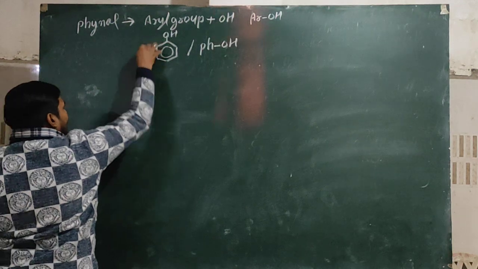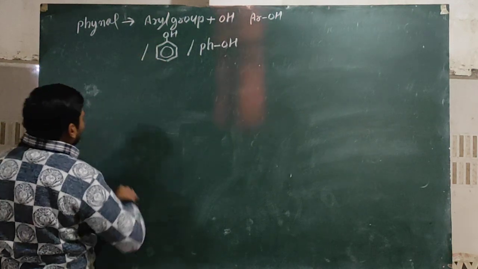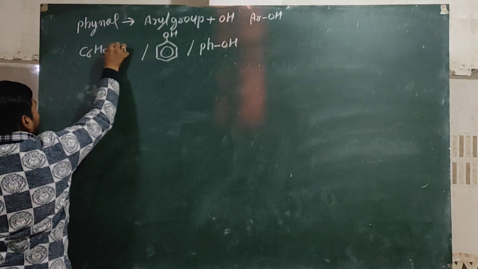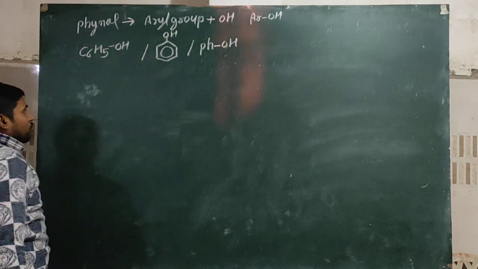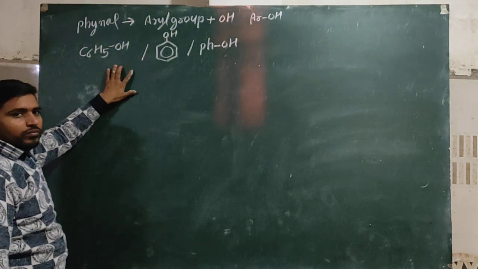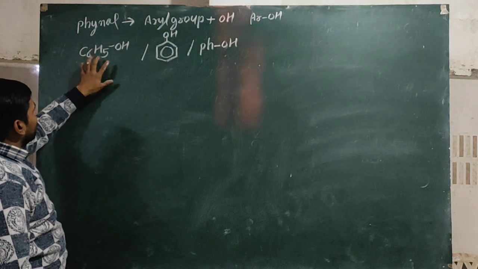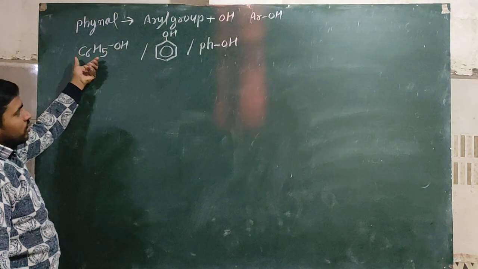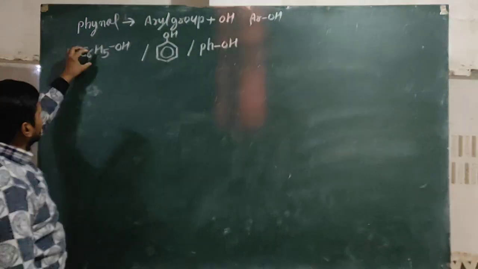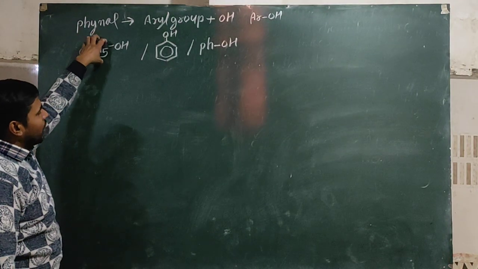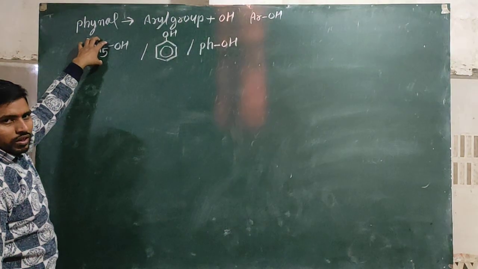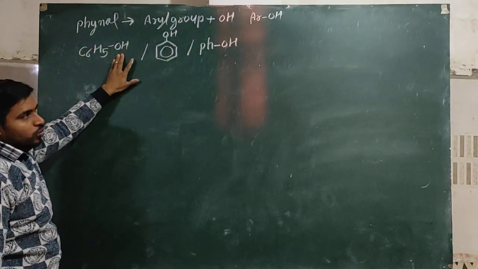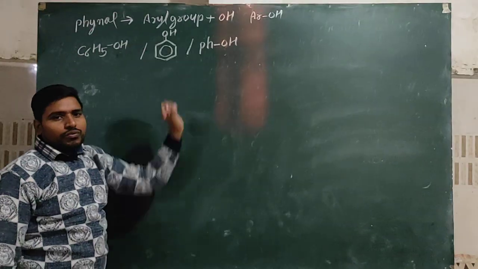And another indication of phenol is also C6H5OH, because in this situation one OH group is directly bonded with the benzene ring, and benzene contains 6 carbon and 5 hydrogen in its structure, and C6H5 directly attached with the OH group is known as phenol.